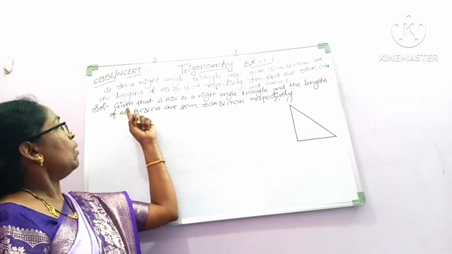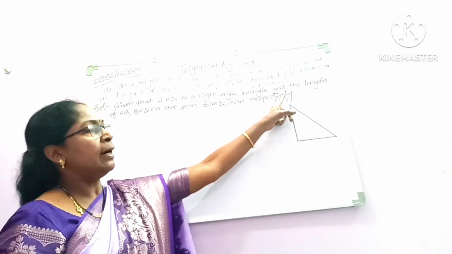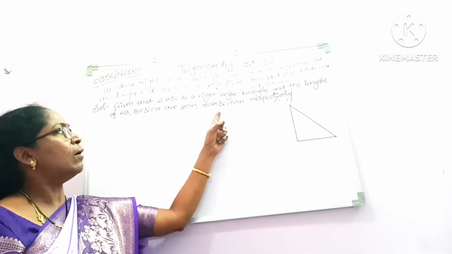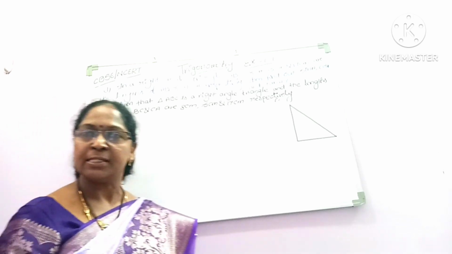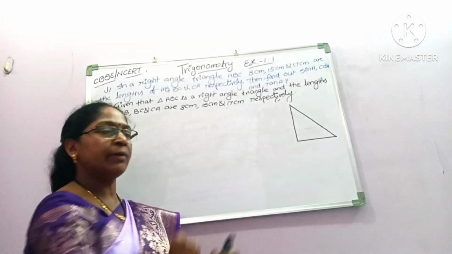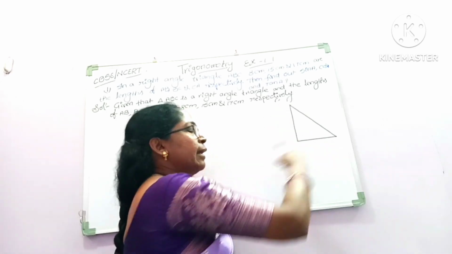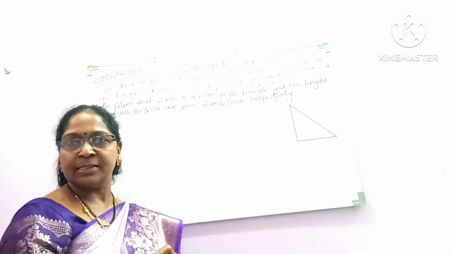So, given that triangle ABC is a right angle triangle and the lengths of AB, BC and CA are 8 centimeters, 15 centimeters and 17 centimeters respectively. Just write that down here. Later draw the right angle triangle. This is a right angle triangle. In this you have to represent the vertices ABC.